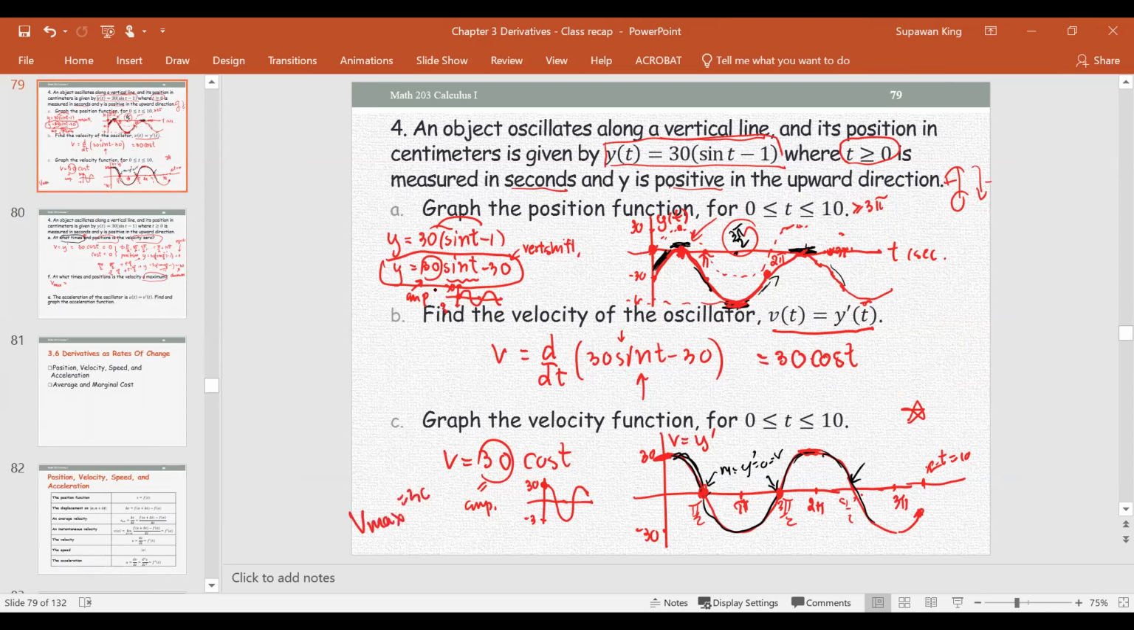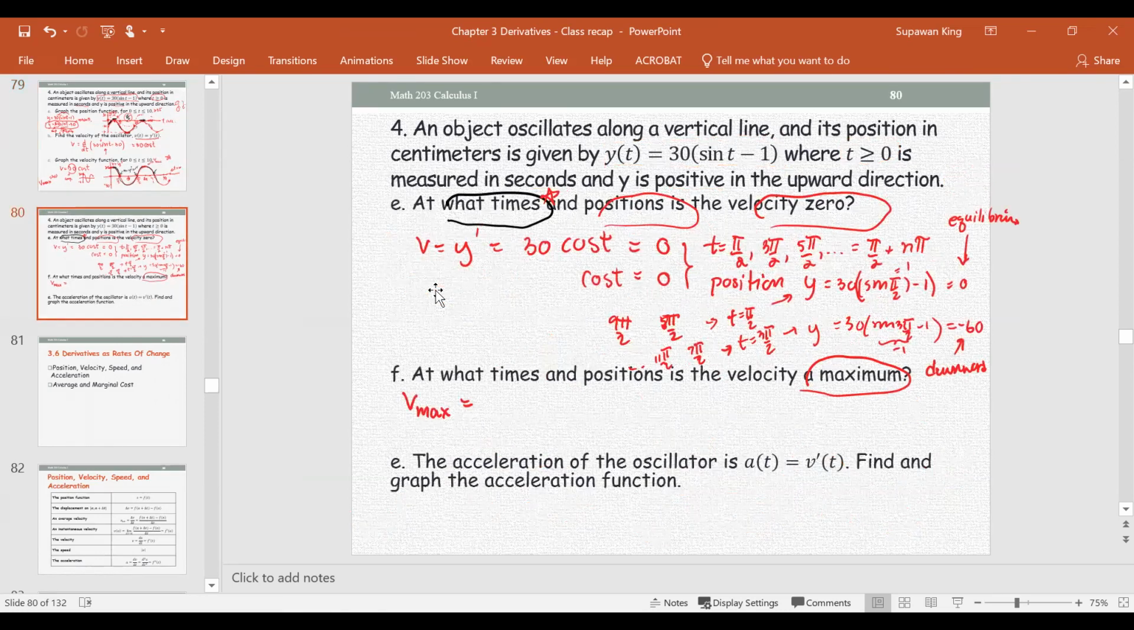So V max equals 30. When we look at the graph, at the initial point of time, when t equals 0, the velocity is at the maximum value, which is 30. Since it is the graph of the cosine, it has a period of 2 pi. So after 2 pi seconds, it comes back to the same position to reach another maximum of the velocity, and then after another 2 pi, at 4 pi, we get V max again. From here V max equals 30, and the unit is centimeters per second.